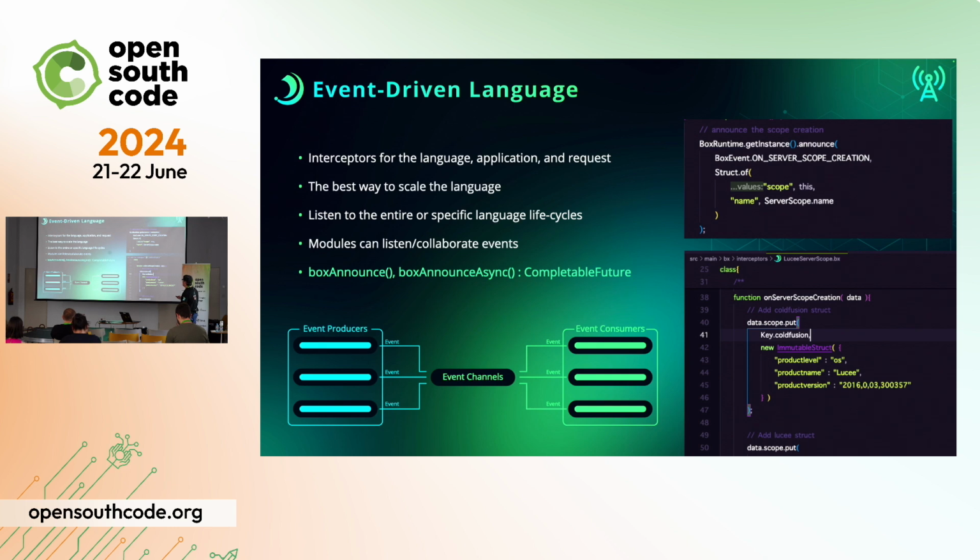You have the ability to create interceptors for the entire language, okay, for a specific application, or for even a request. Okay? And it's really the best way to scale pretty much any application. It's one of the most extensible design patterns in any language. Okay? And you can listen right now to any specific lifecycle of BoxLang. Okay? And the module developers can listen and collaborate these events. And this was important for us.